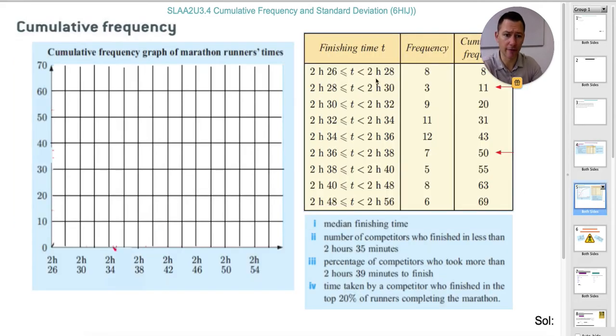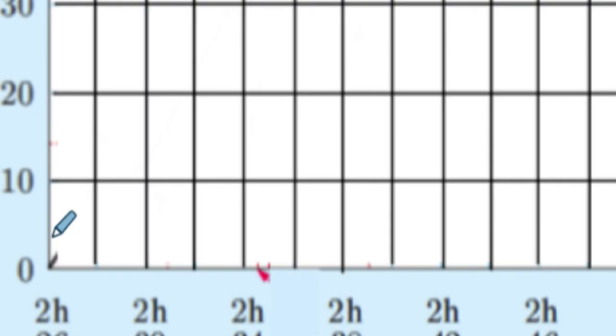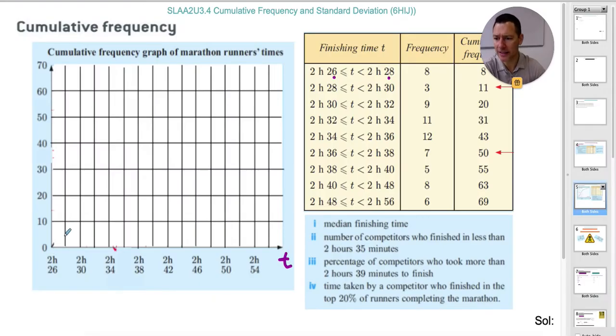Okay, so here's a graph, same data. This is the time, t, and this is the number of people who have come in. So in the first, 26 to 28, here's 26, here's 28. I don't know exactly how they trickle in between here and here, but I know that by 26 I have 8 people who have come in, and at the end of 30 I have 11 people who have come in.